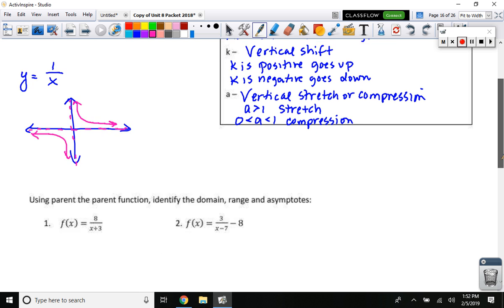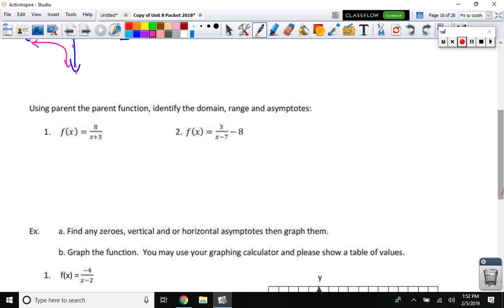Okay, so then what transformations are going on here? Order matters. Who thinks they're vicious? Order matters. Horizontal shift. Horizontal shift, what direction? Left 3. Right? Horizontal shift, left 3.